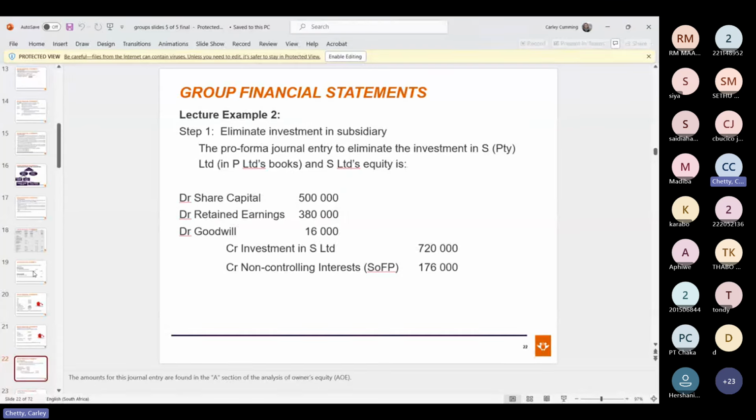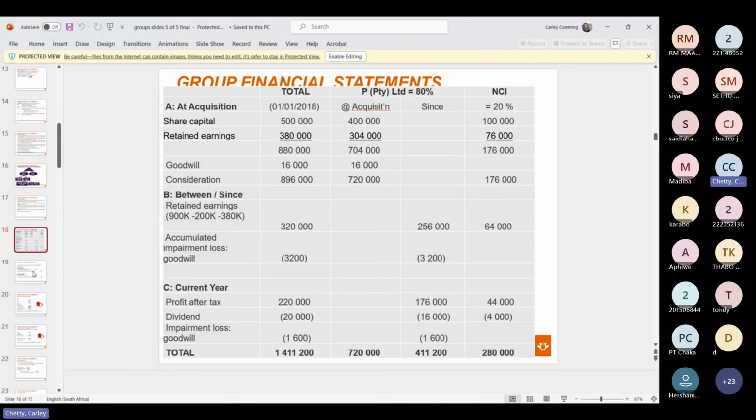So we're going to debit goodwill. Goodwill is an asset and it is shown in the statements of financial position. Then we're going to credit the investment in S with 720,000. This was the amount that it was purchased for. And we're going to credit non-controlling interest with 176,000 rand. That is the NCI's portion. So this journal entry is based on part A of the analysis of owner's equity. So all the amounts in that pro forma journal entry are going to be over here in part A.